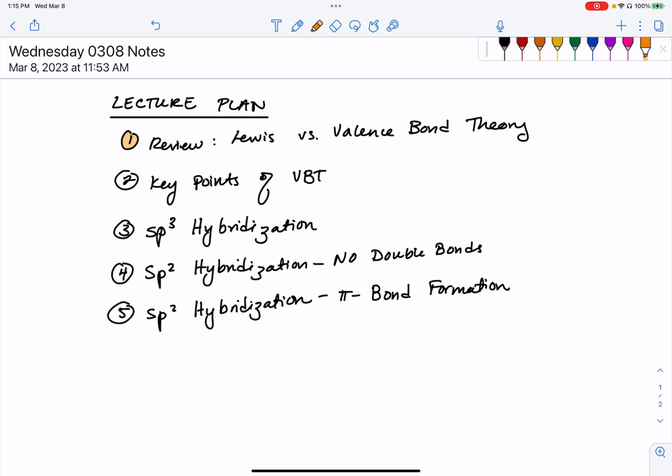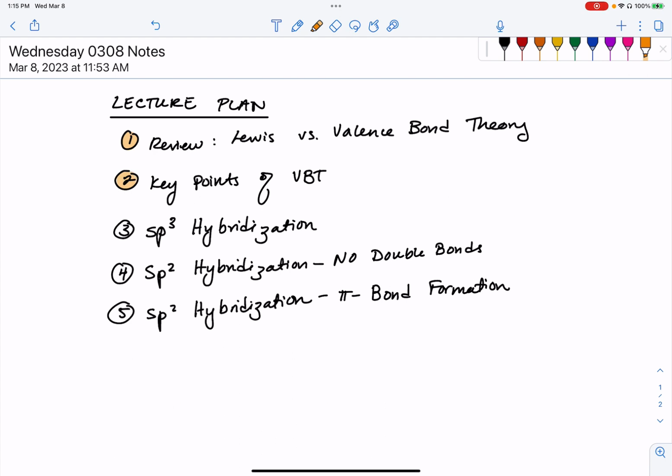And I call it a more advanced theory because what valence bond theory does that Lewis does not is it takes into account the fact that electrons are quantum mechanical particles and are best described by the orbitals that they are occupying. So we're going to get into that review and also a comparison of the two first in today's lecture.